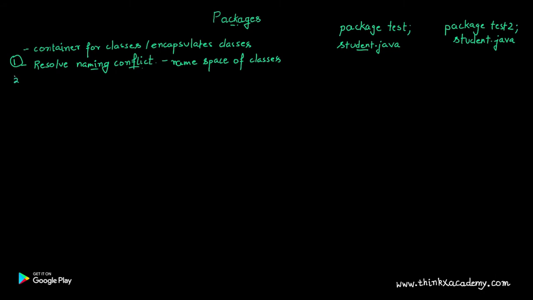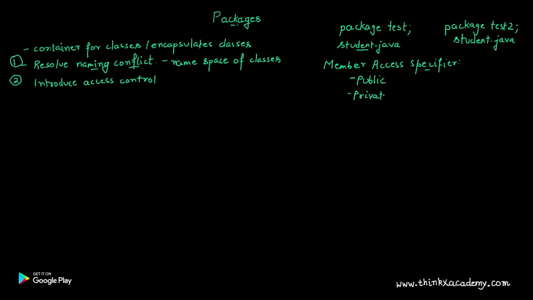The second one is to introduce access control. As we know, in classes there are members and member functions. If we want to restrict some other object of some other class from accessing a particular member, we can use the private keyword in front of it. We have actually covered the member access specifiers, which are public, private and protected. I'm going to write it again here: public, private and protected.